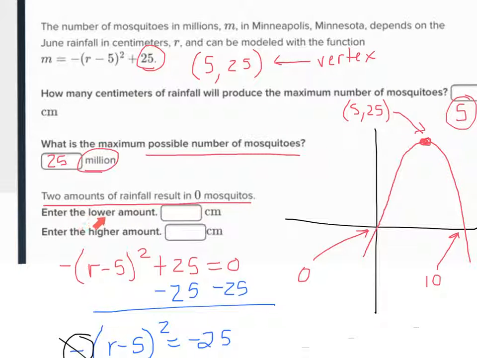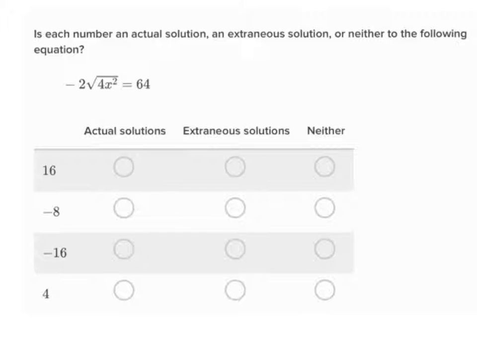It says enter the lower amount. 2 amounts of rainfall result in 0 mosquitoes. What's the lower amount? 0 centimeters of rain. And then the higher amount? 10 centimeters of rain. Okay, I'm going to read the question to you.